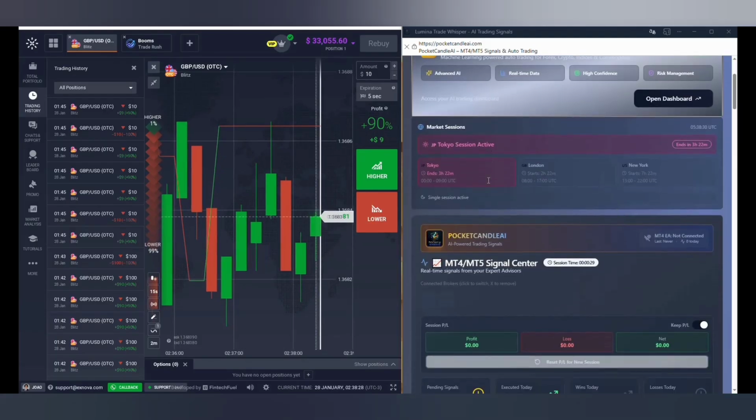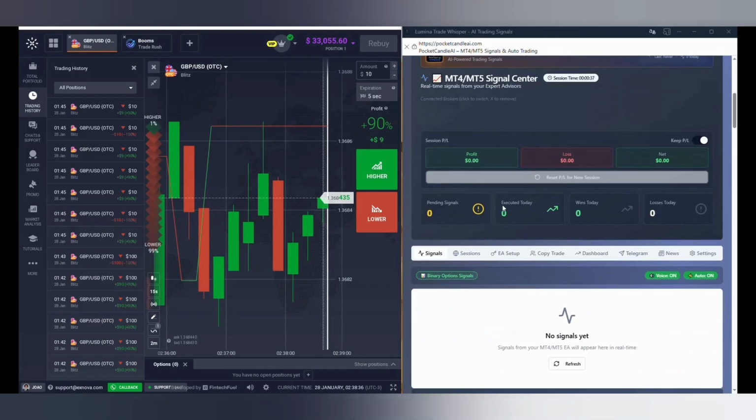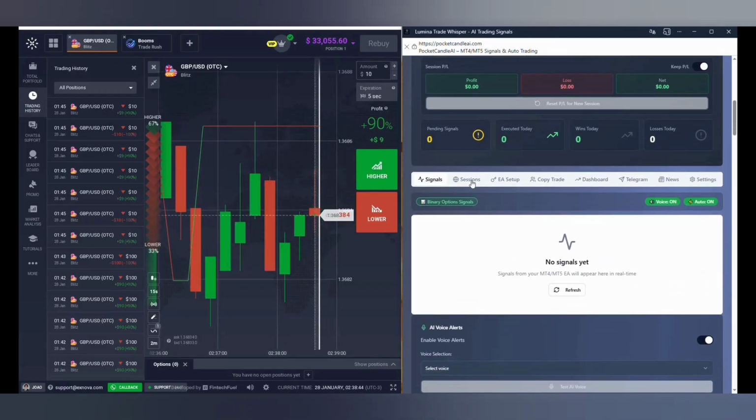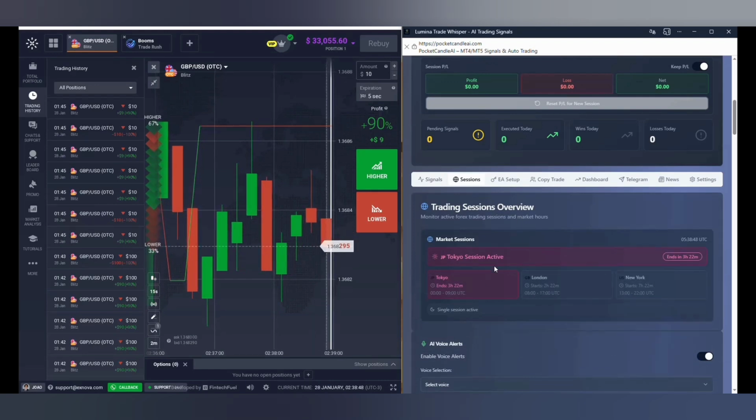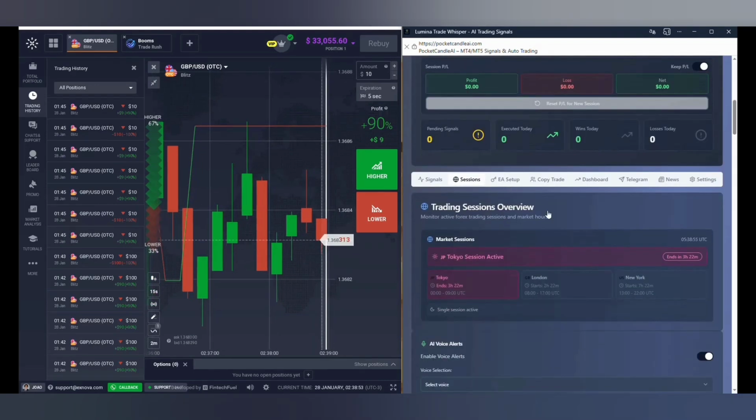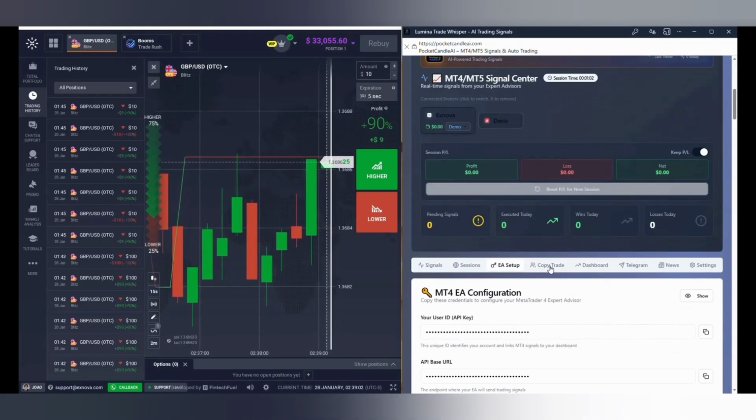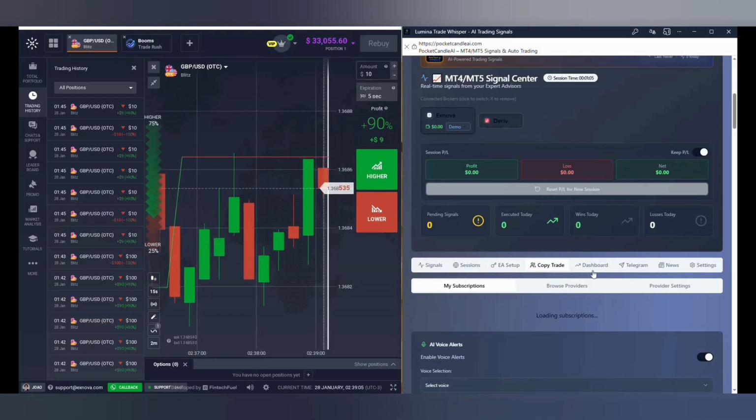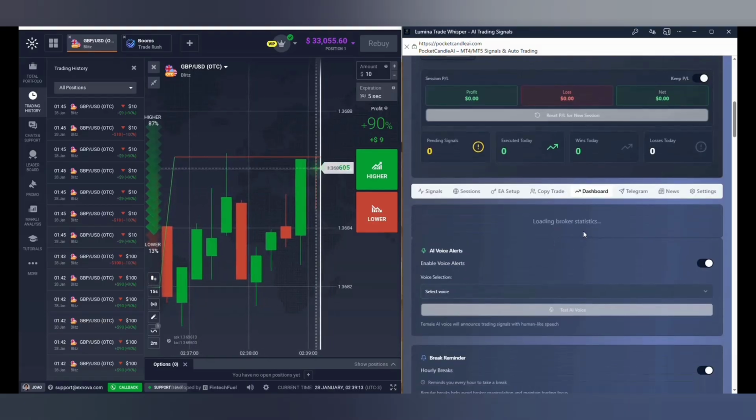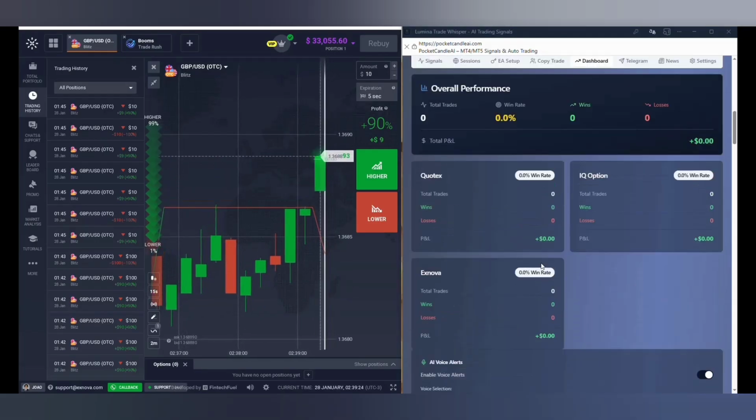Once again, I will keep repeating, this is not ready yet. We are building something different. I'm not going to go into that, but when it's ready, you will have signals here, sessions. I think we need to remove this because there's no need to keep it here when we have it here. It sets up your API key for the MT4 to send signals here. We are also having a copy trade where you can copy orders and receive or send signals. And here we have the dashboard, which shows all your connected brokers.